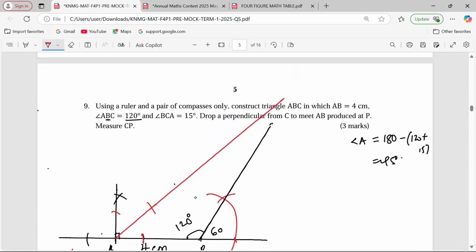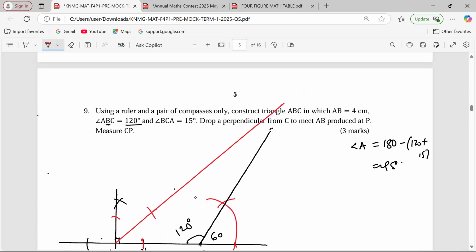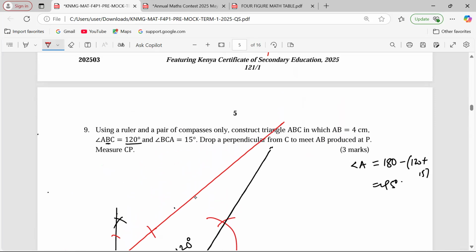Sorry for that. I think I didn't manage my space very well. But anyway, we must come up with the actual diagram. Yeah, that way.